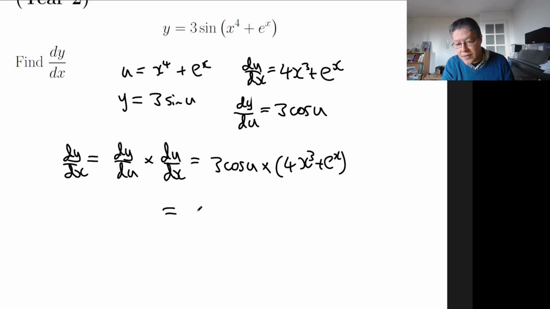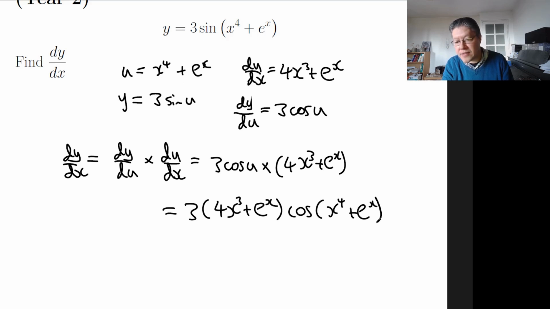And as we do it, so let me just put the 3. It's going to be preferable to have the cos at the end. So I'm going to put the 3 first, and then I'm going to copy this bit over here. So we have 4x cubed plus e to the x. And now we can put the cos, and instead of a u, we can replace it with x to the 4 plus e to the x. And that's the final answer.